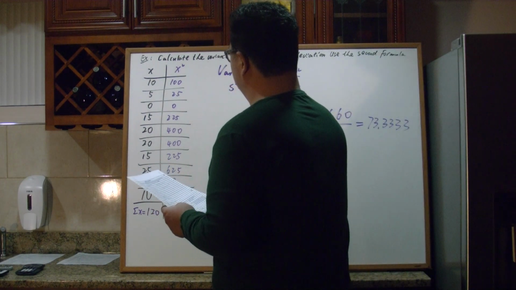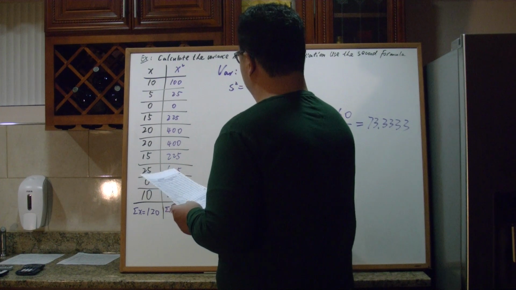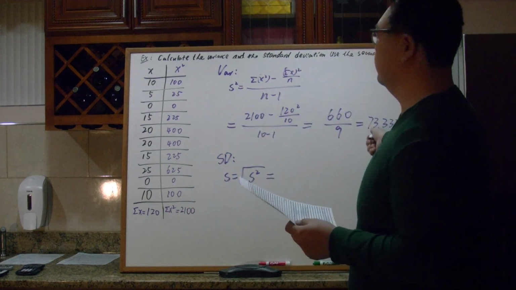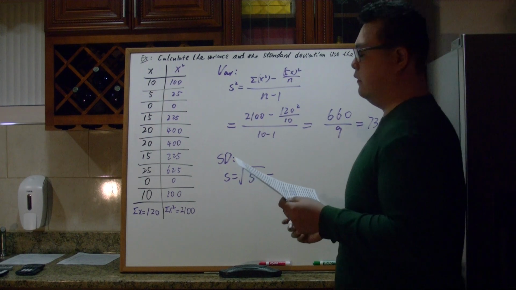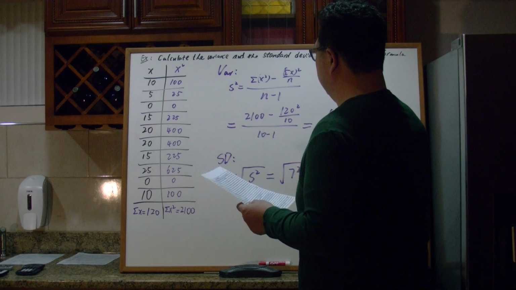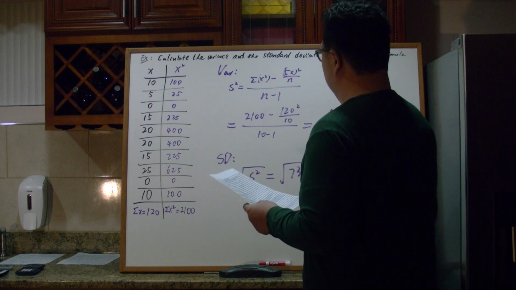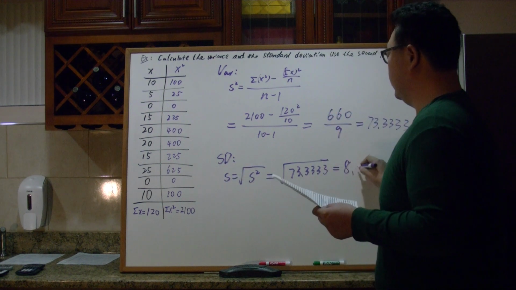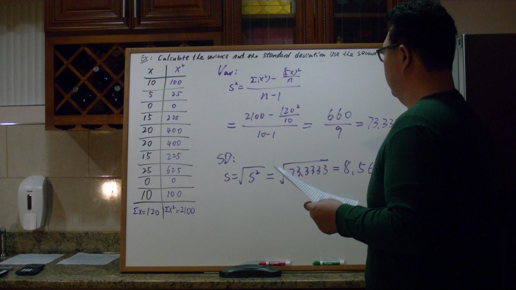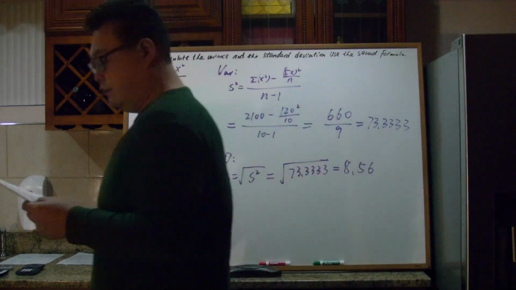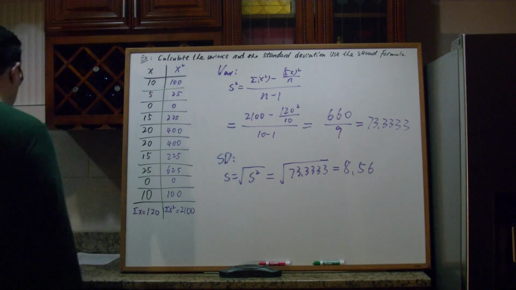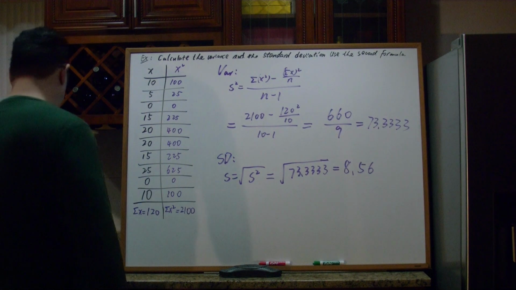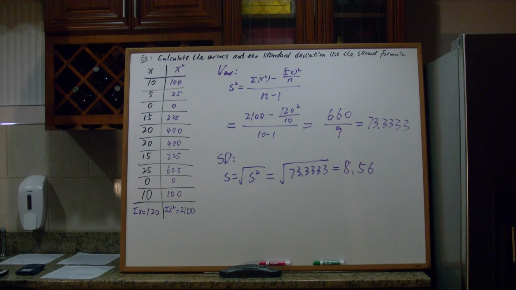For the standard deviation, we just take the square root of the variance. In the process of variance, it is recommended to keep 4 digits of decimals, if appropriate. That's the square root of 73.3333. We get the standard deviation after we take the square root, 8.56. So that is how we calculate the variance and standard deviation for the individual data.